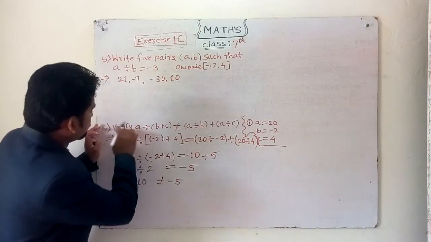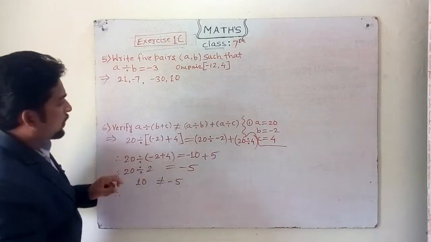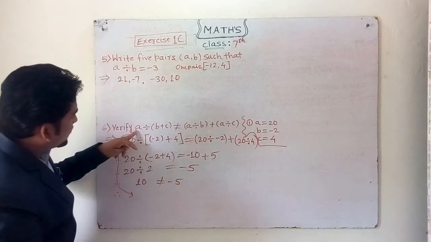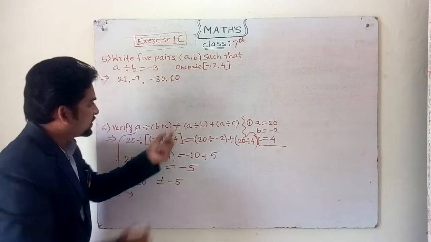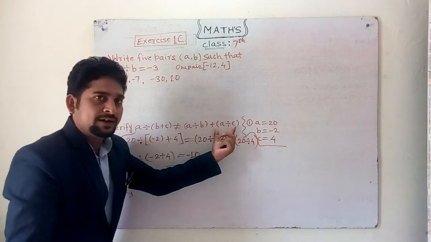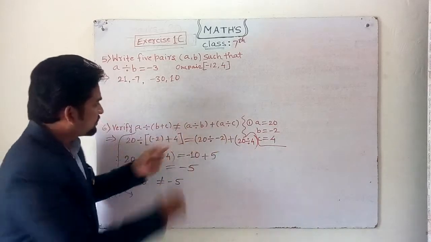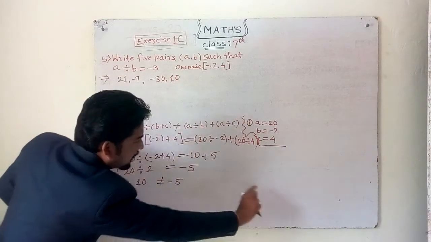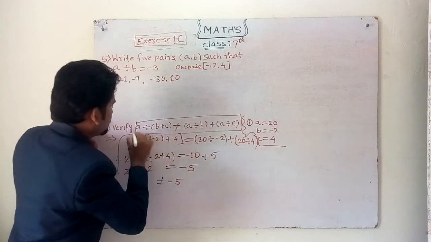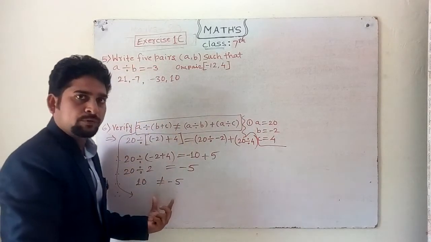So obviously it is not equal to: 10 is not equal to -5. Therefore we have verified this. Means how do we have to write? Same as in this question: A divided by (B plus C) not equal to (A divided by B) plus (A divided by C). You have to write the same line downside and give the brackets like this. This step you have to write.